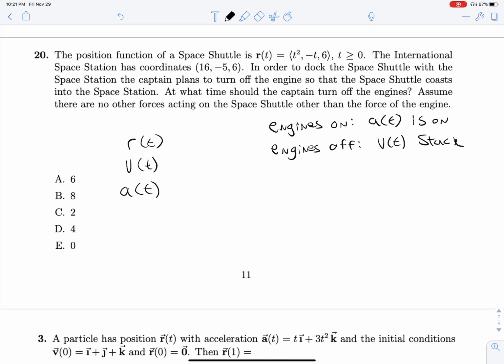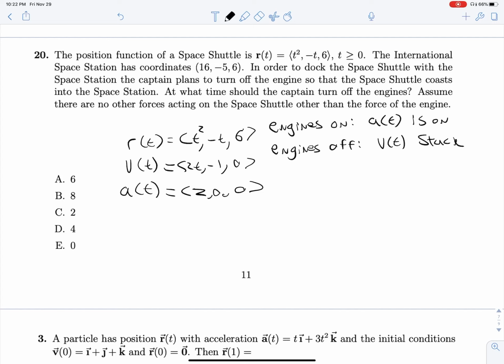So starting to solve this, we see that our R of t is t squared, negative t, 6. And so our v of t, oh my god, I'm erasing everything. Our v of t is going to be 2t, negative 1, 0, and our a of t is going to be 2, 0, 0. Okay, the handwriting's a real struggle this evening.